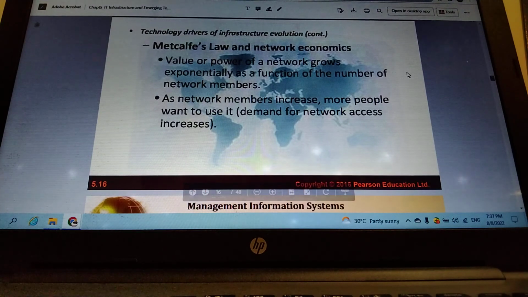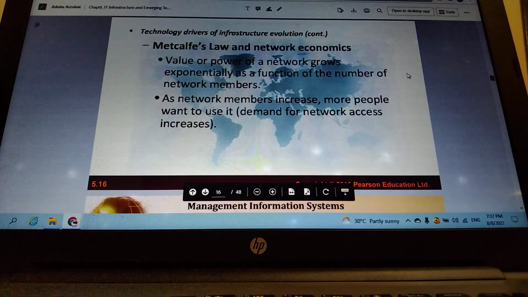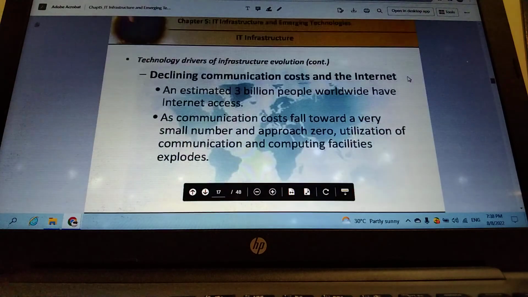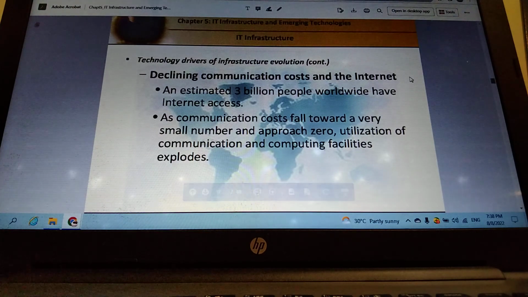There are some other technology drivers as well, as you can see in the slide. Please go through it yourself. I will not be able to go through every single technology driver, but just for your information, please read through. As I mentioned earlier, declining communication costs and the internet.